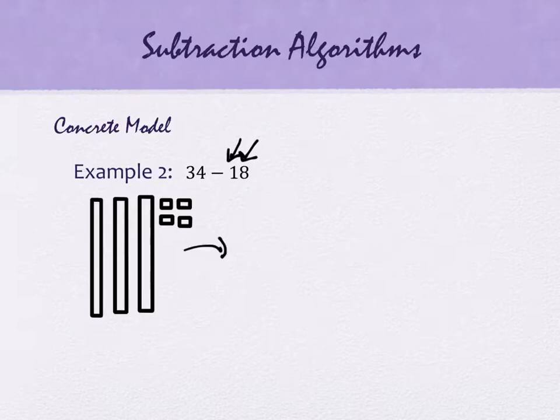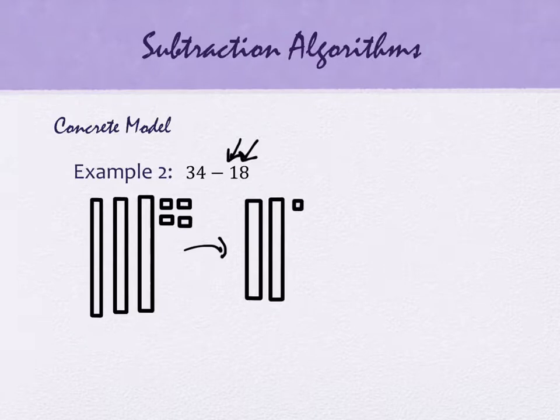So what I'm going to do is change my picture up a little bit. Instead of having 34 written as 3 longs and 4 units, I'm going to take one of my longs and change it into 10 units. Pardon the fact that my perspective is a little bit off, but you can imagine me doing that with the actual Legos, and they would all be the same size, of course.